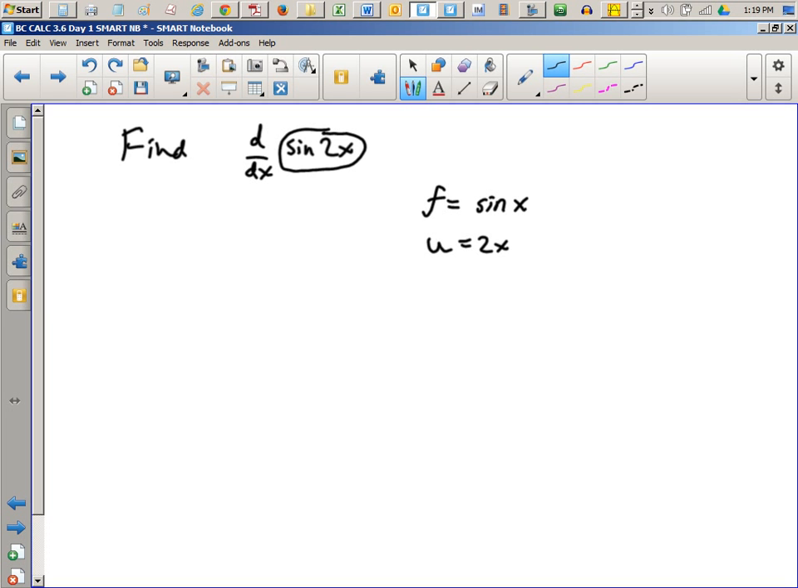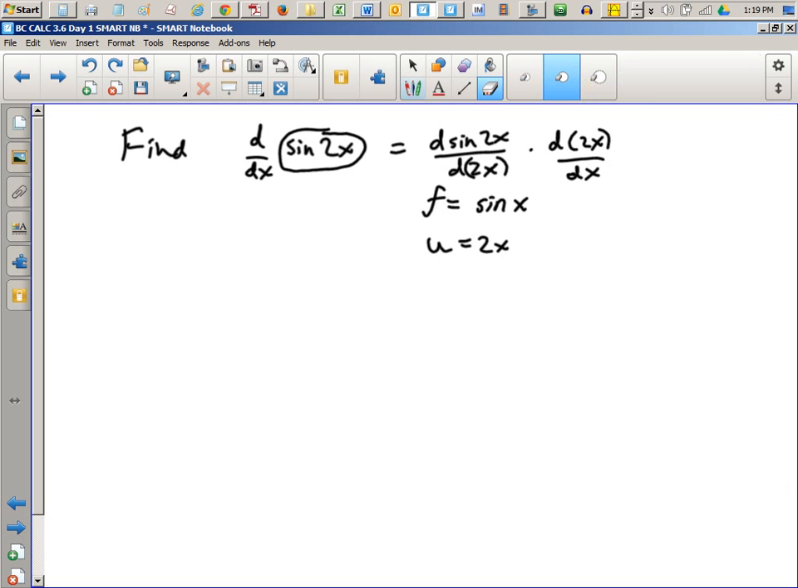Okay, so here's how it works. You want to think of the chain rule this way. You're going to take the derivative of sine 2x as if 2x were a variable. And then you'll take the derivative of 2x with respect to x. This is the basic idea. It's really not very hard. It takes a little getting used to.